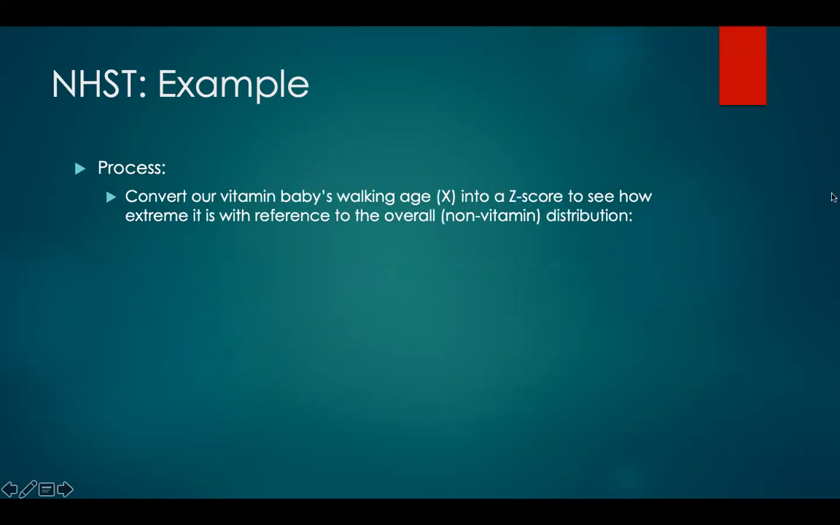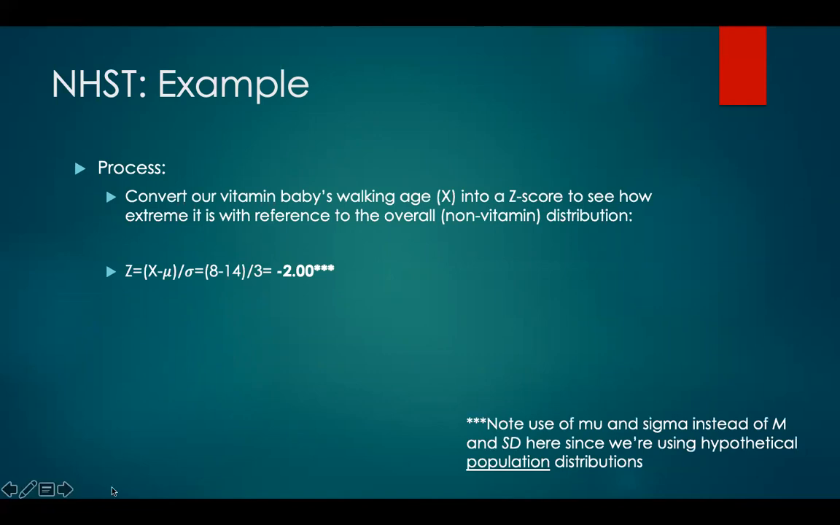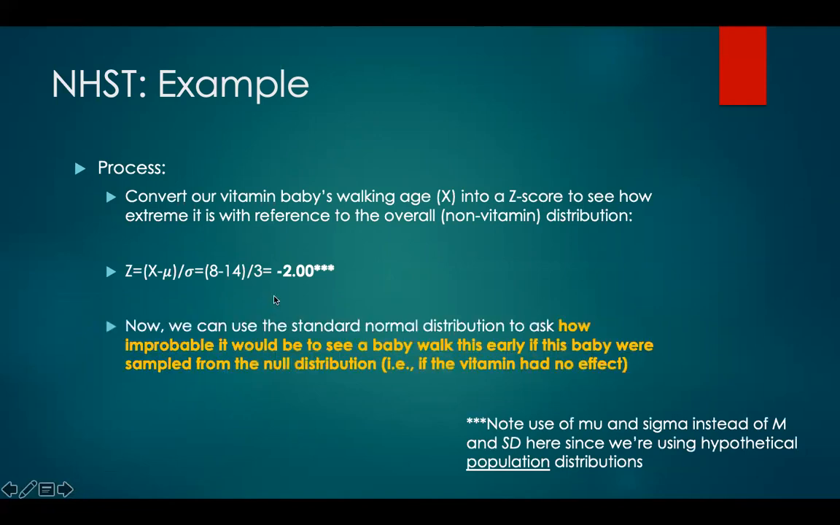So the process, again, is we convert our vitamin baby's walking age, x, into a z-score to see how extreme it is with reference to the overall non-vitamin distribution. So again, we subtract the mean from our score and divide by the standard deviation, which yields -2. So that is our z-score for this vitamin baby. And now we can use the standard normal distribution to ask how improbable it would be to see a baby walk this early if this baby were sampled from the null distribution. So that would mean that the vitamin had no effect.